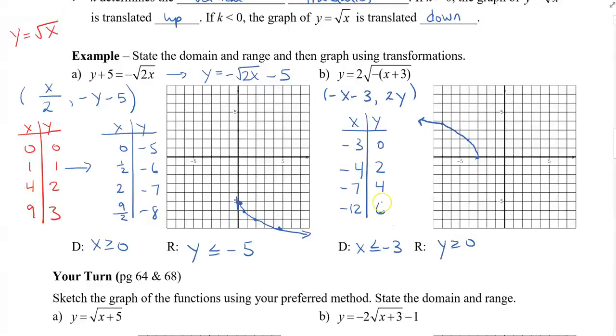Now, one thing we can do just to double check is that inside the radical, this has to be positive. So I can say that negative x minus 3 has to be greater or equal to 0. Negative x has to be greater or equal to negative 3. And then divide both sides by negative 1. So x is less than or equal to negative 3. Don't forget to flip the sign when you're dividing by or multiplying by a negative number.